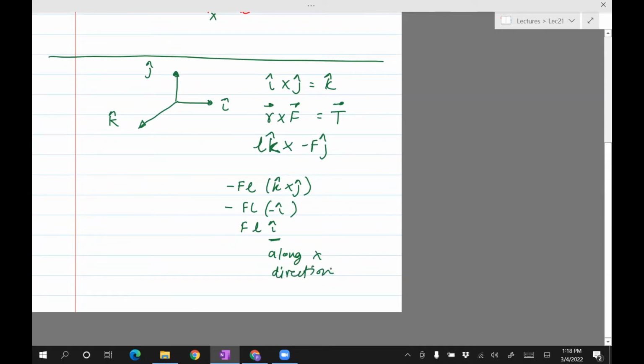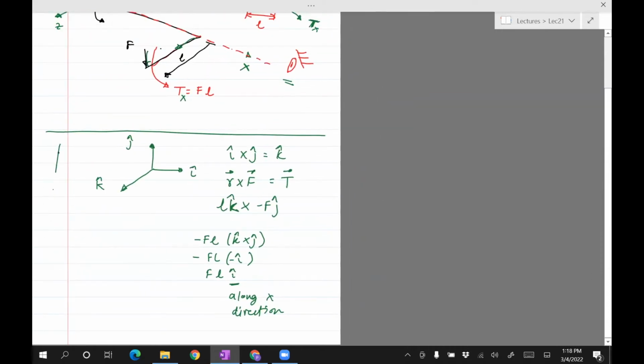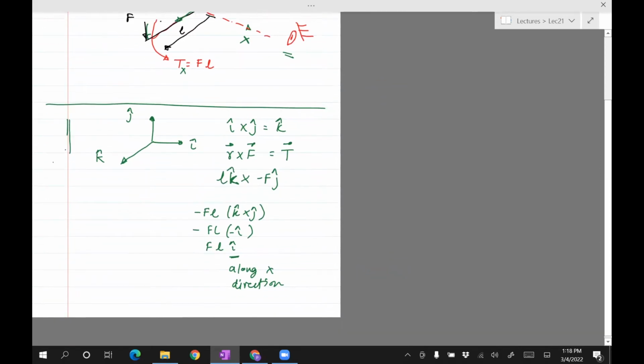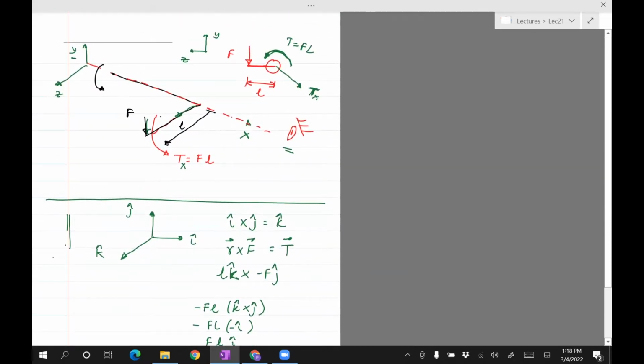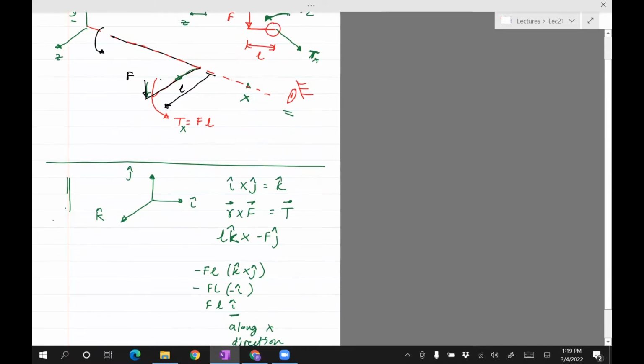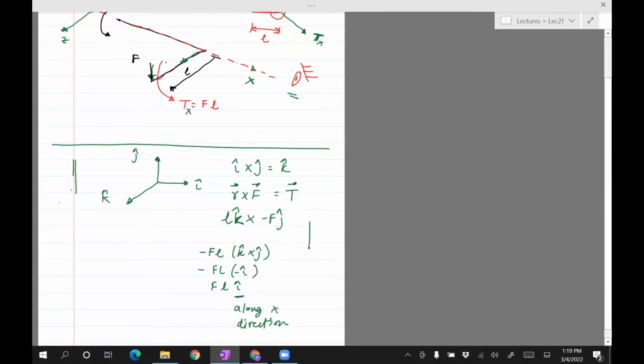Now, this is just a long process. You're taught this in, I don't know, 12th grade or whatever, but it takes so much work to actually do this. The easier way is to just curl your fingers along this arrow, in this direction, and automatically you'll get the direction of Tx. That's just a shortcut. But if you prefer this route, vector mechanics, this is how you do it. Remember that it's r cross F and not F cross r. This is the key formula.